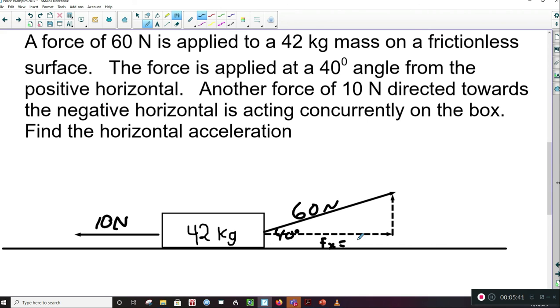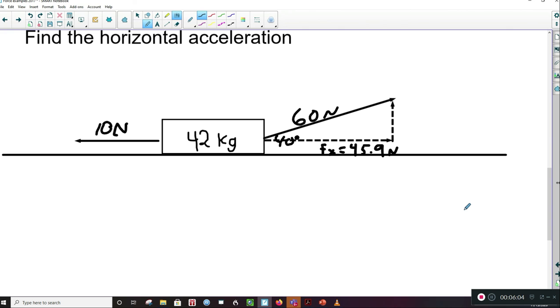You guys should know this by now anyways. So it's just cosine of 40 times 60 newtons gives me 45.9 newtons. To the right. 45.9 newtons. Okay. So what I want to do now is I want to go ahead and write down my givens and unknowns. And then we're going to go ahead and see if we can get the acceleration.